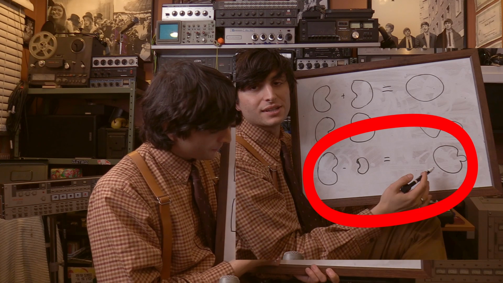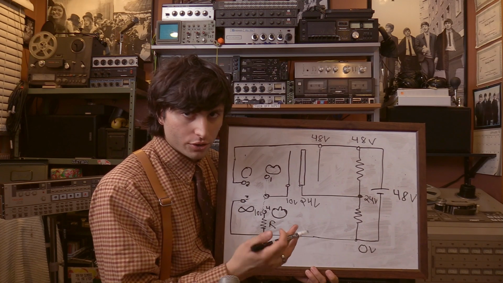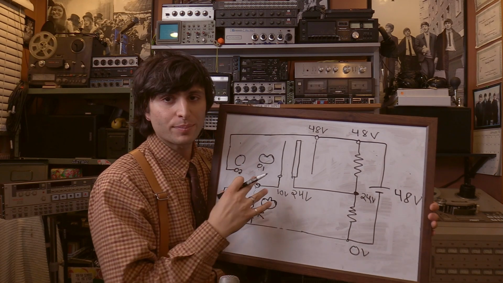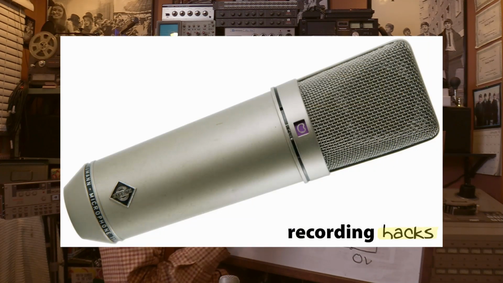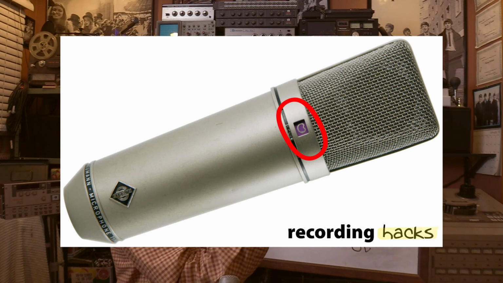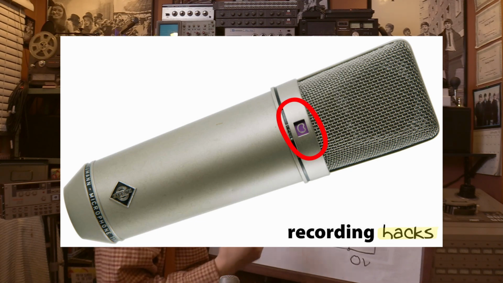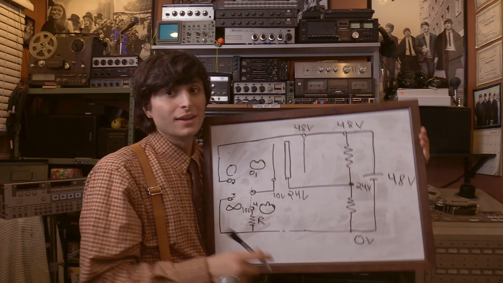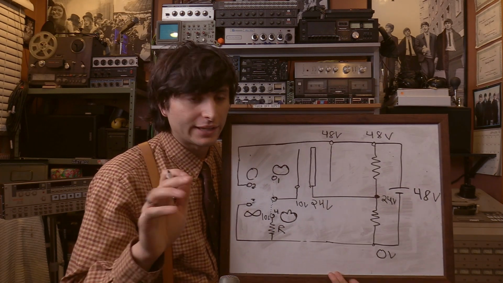And you're going to get something like a hypercardioid or a supercardioid. And you see this set up a lot with large diaphragm condenser microphones, where there is a physical switch on the microphone housing where you could cycle through these different settings. Now, here's where things get really interesting.